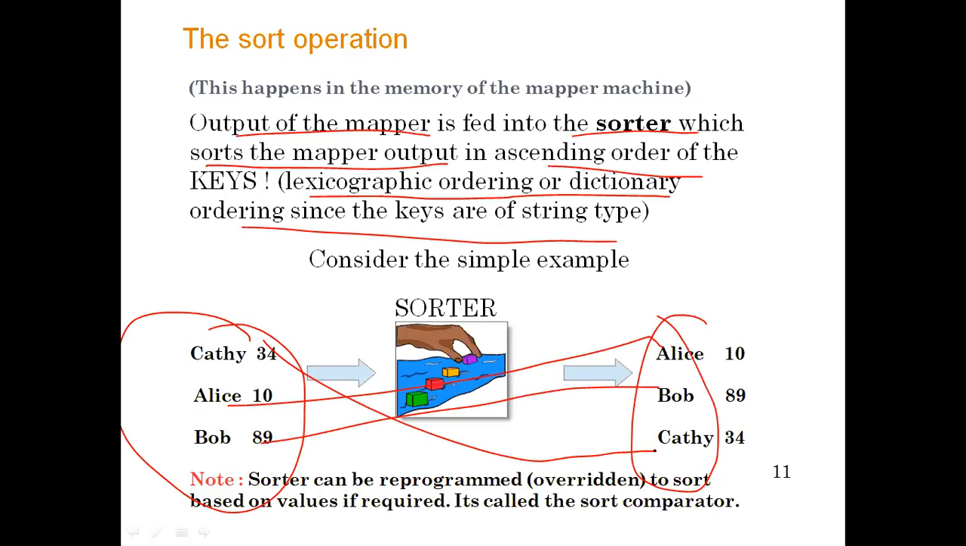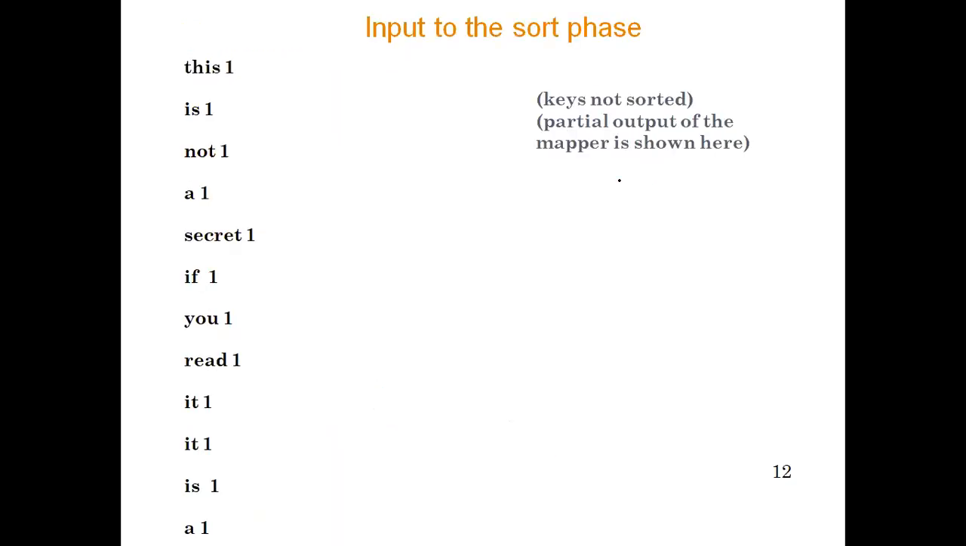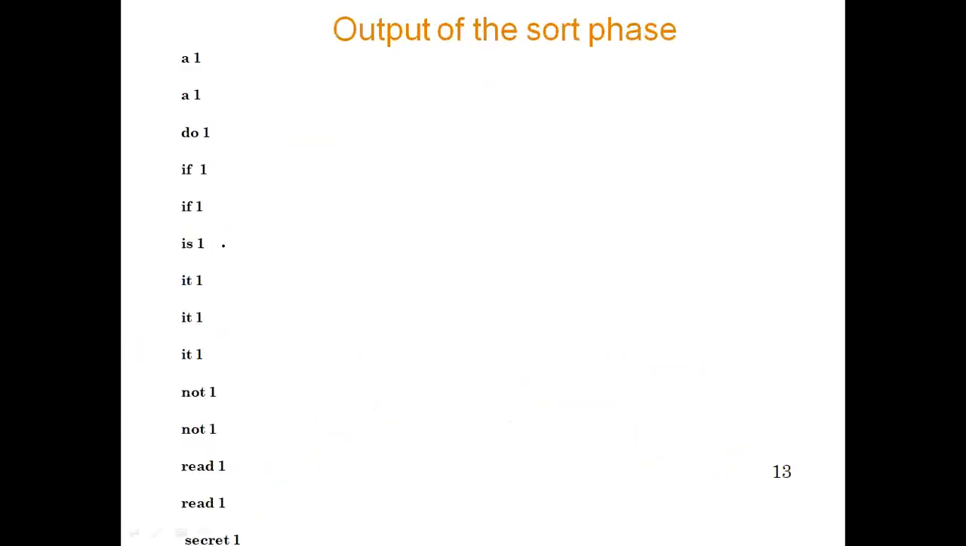The sorter has default behavior, but it can also be reprogrammed or overridden to sort based on the values if required, for example if we have numerical values or another type of values. So the output will look like this. This is the input to the sort phase, and this one is the output. It has been alphabetically ordered: a, do, if, and so on. But each and every word still has the value 1. So can you guess what will be the next stage?